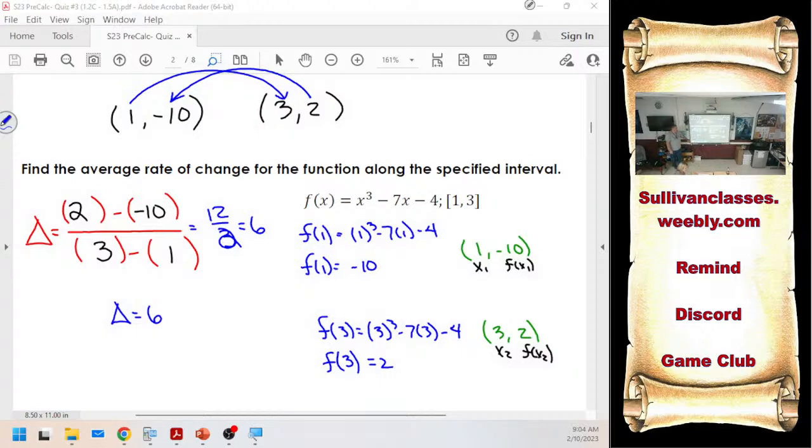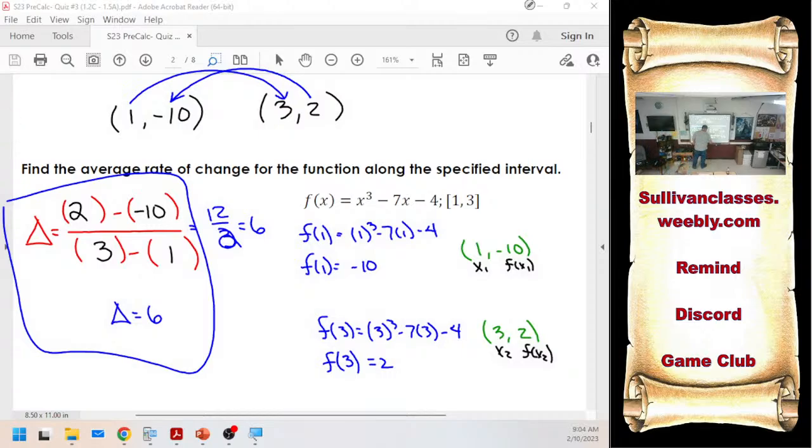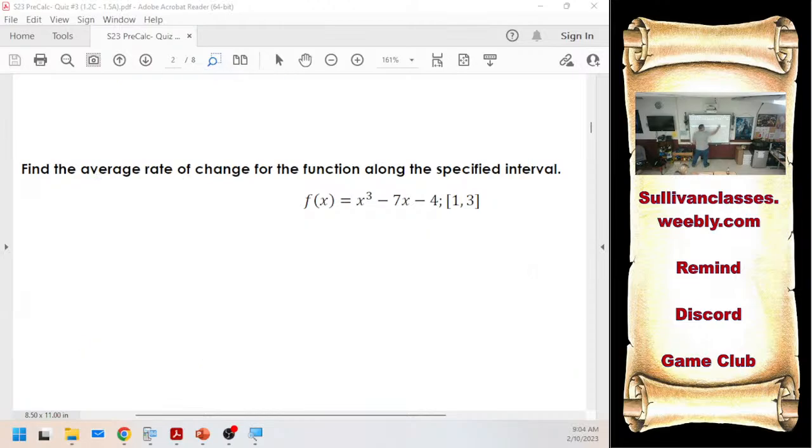So, at the very least, I want to see this so I can still give you partial credit if you do a goof. Okay? Yeah, it's just find the average rate of change. Nice and easy. Well, some of the problems are a little more involved than others.